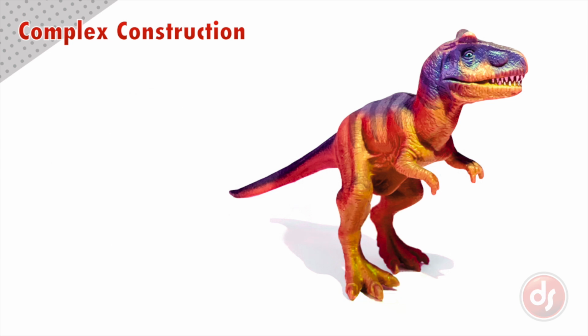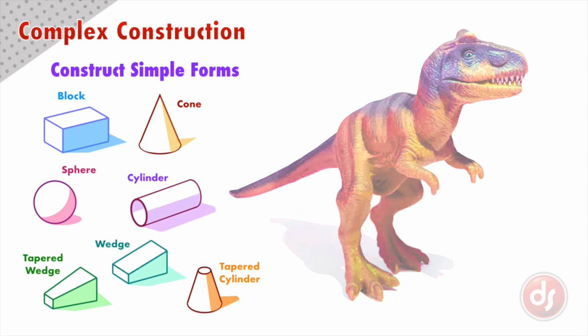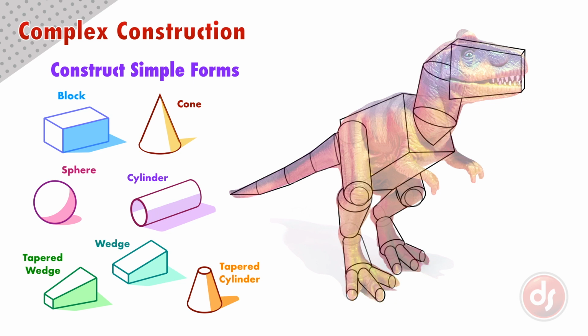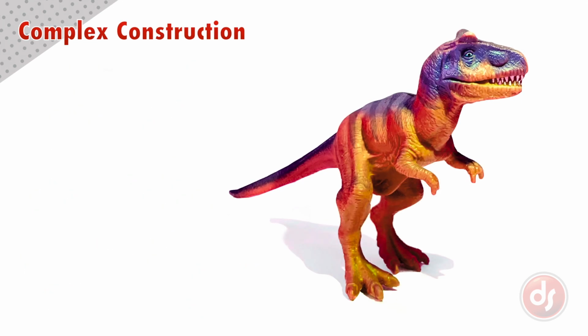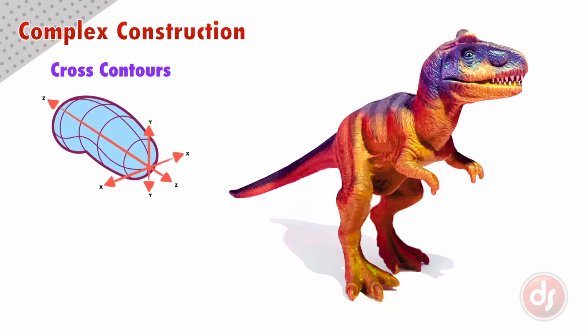When we use sighting and construction, we will build the subject with simple and modified forms. Blocks, wedges, cylinders, and tapered cylinders are easy to construct and will help us envision this as a three-dimensional object. Planes will allow us to build more complexity into an area and make the forms correct. Cross contours will help us see the complexity of the surface to understand the forms and details.